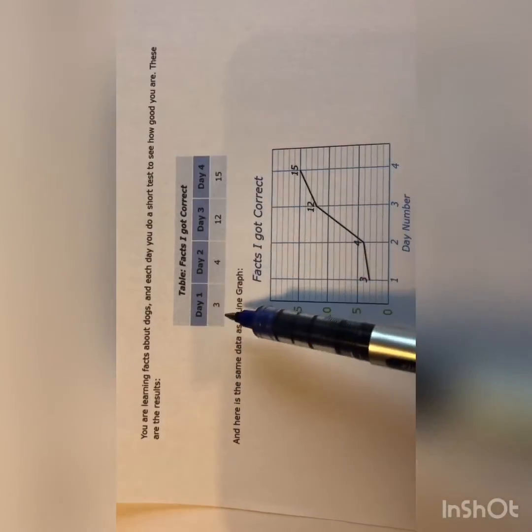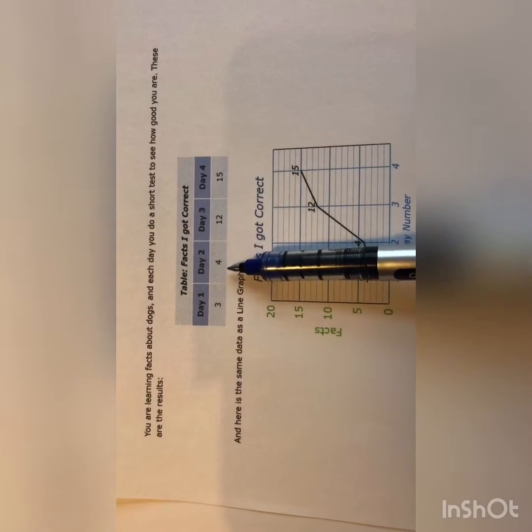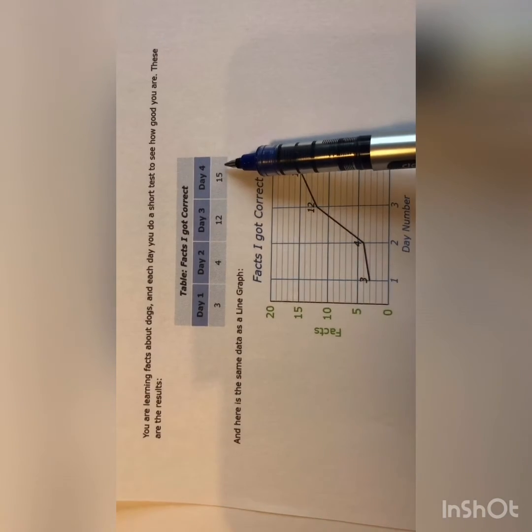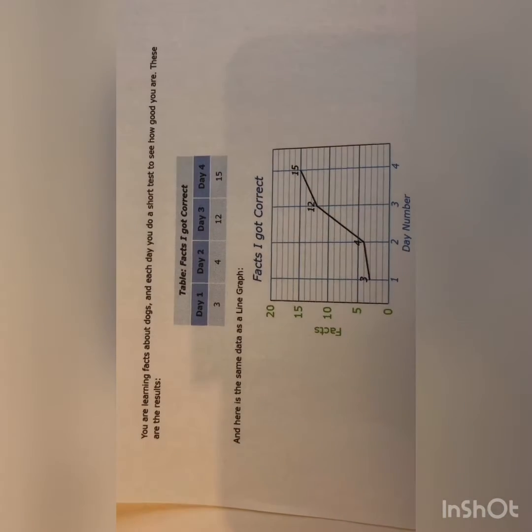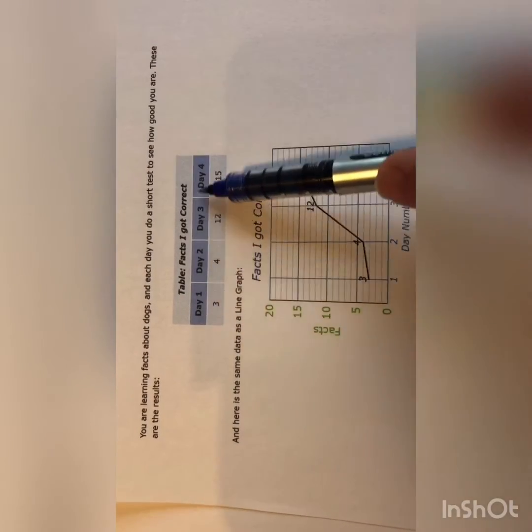Now we could just have this table to show that on day 1, 3 facts were correct, on day 2, 4 facts were, and then on day 3 that person got 12 facts correct, and then on day 4 there were 15 facts. But what a line graph does is visually show you a change over time. So a line graph is used when you have something to do with time.